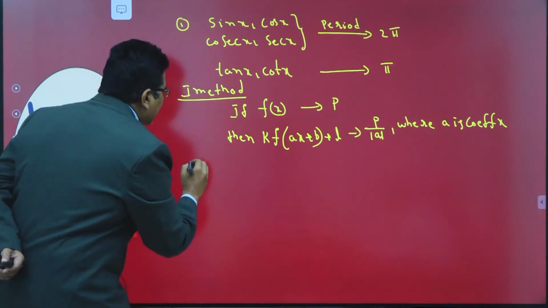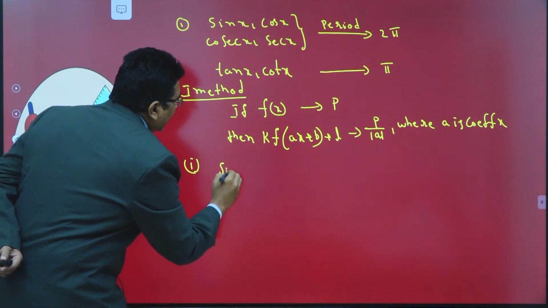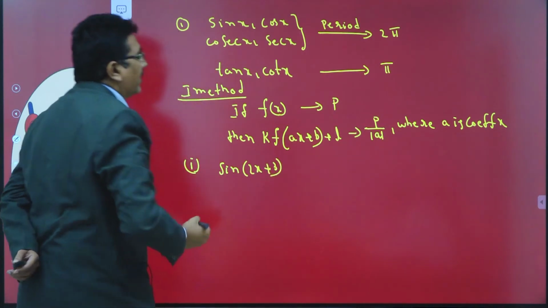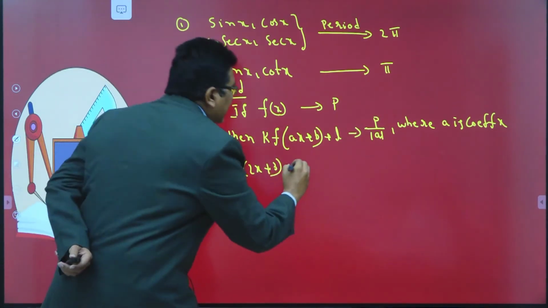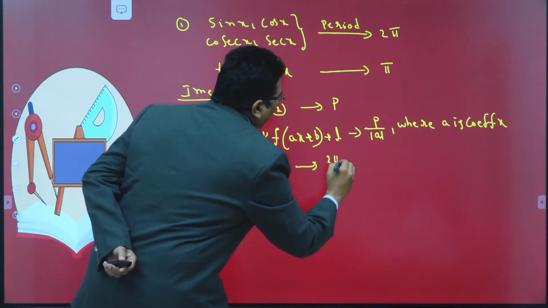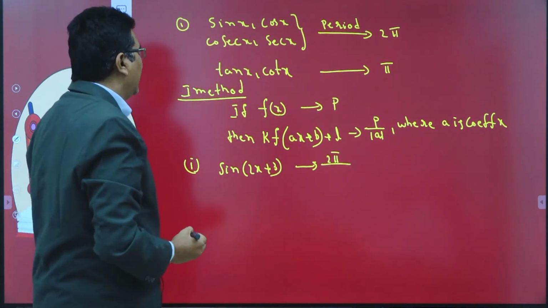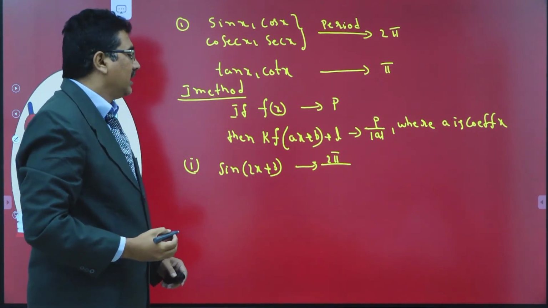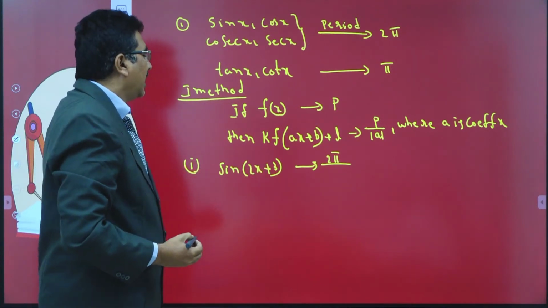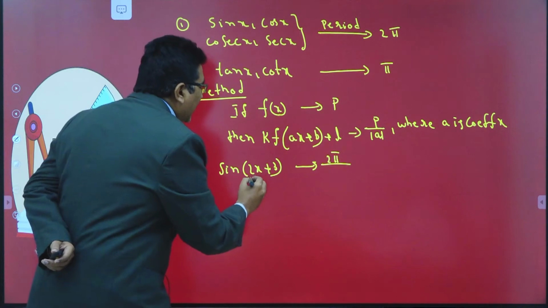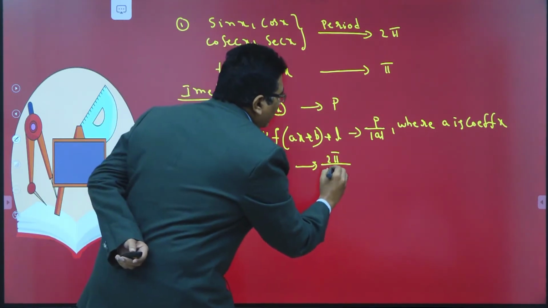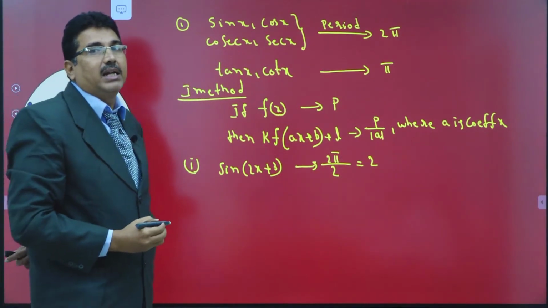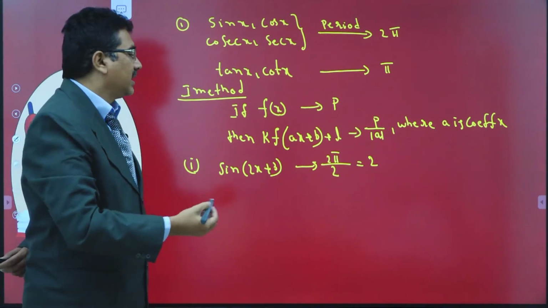See the example, sin 2x plus 3. What is the period of this function? The period of the sine function is 2 pi. Here, this is of the form sin of ax plus b, so the period of this function is 2 pi divided by the coefficient of x, that is 2. 2 pi by 2 is equal to pi. That is the period of sine of 2x plus 3.